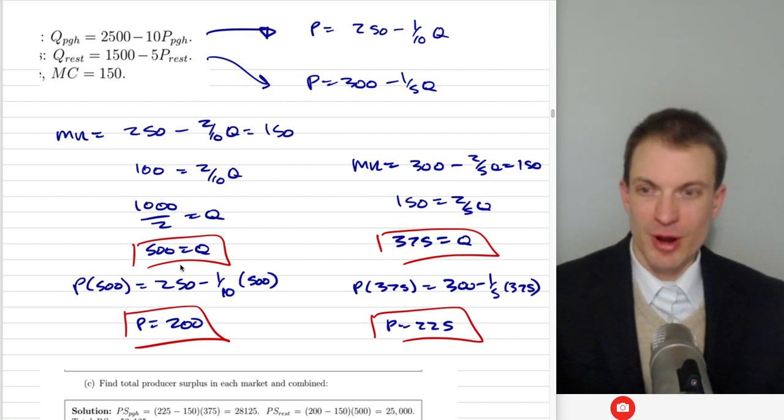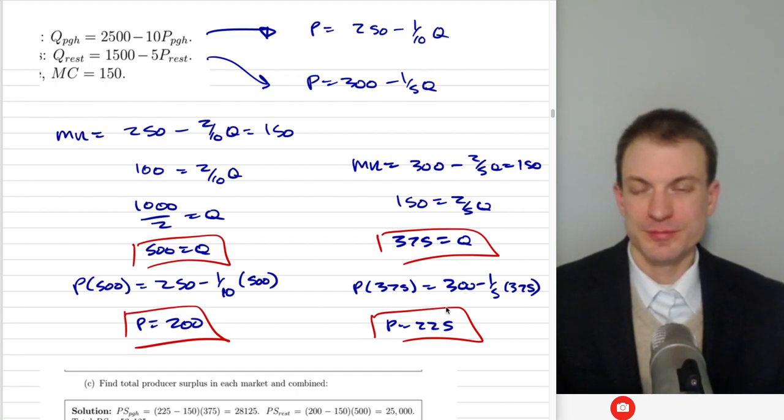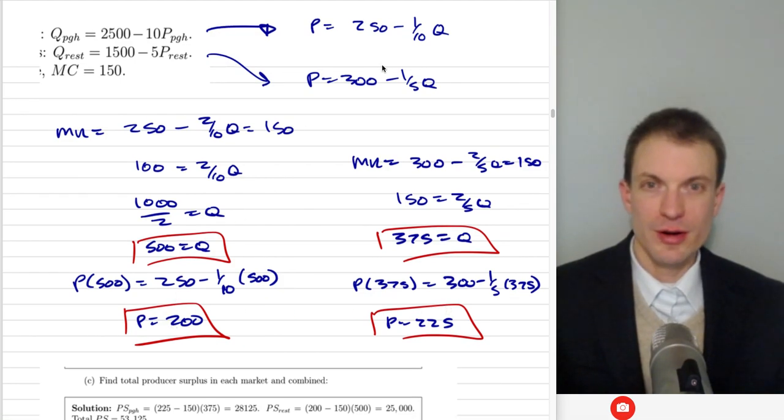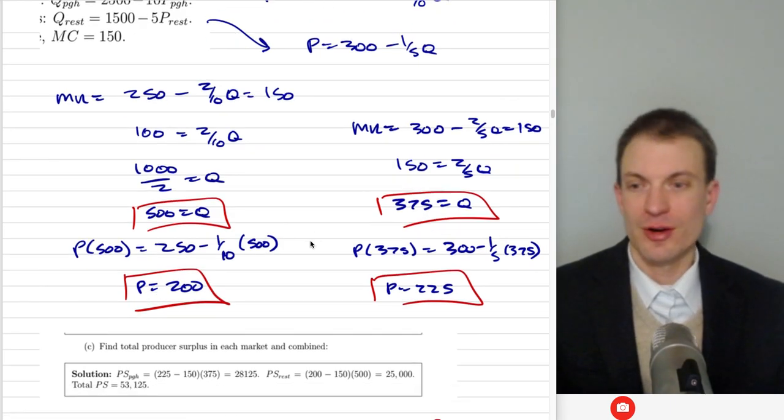Finding the associated prices. Remember, prices come from demand curves. All right, so 250 minus 1/10 times 500, price is 200. Here, 300 minus 1/5 times 375, price is 225. Here, actually, my Pittsburgh demanders, with the flatter demand curve, are getting the discount relative to the rest of the country. What's going on? Well, now these demands are much closer together.